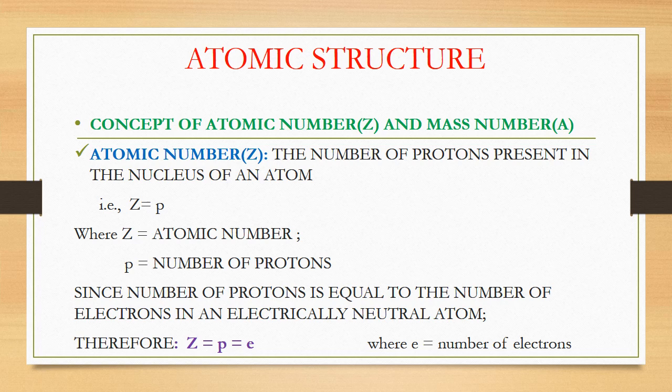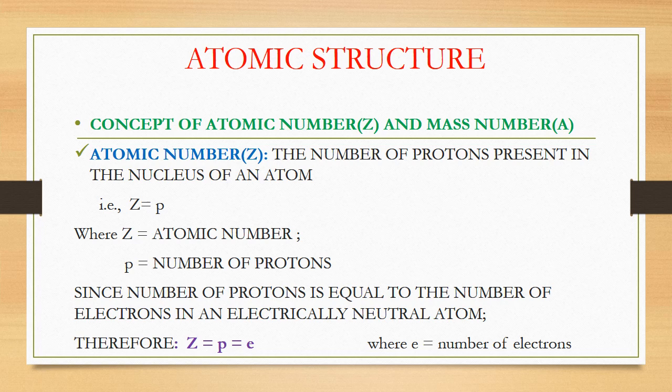Coming to atomic number, you need to know that atomic number of an element is designated by the symbol Z. And atomic number is the number of protons present in the nucleus of an atom. So we can represent it Z equals P, where what is Z designating? Atomic number, and P, number of protons.